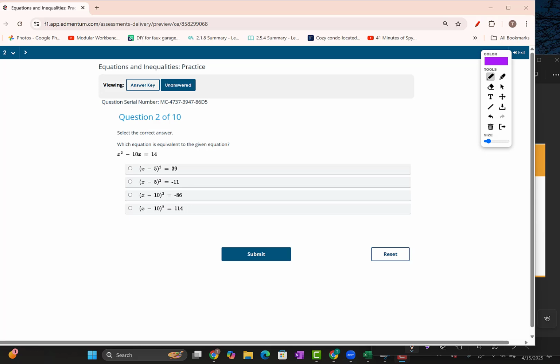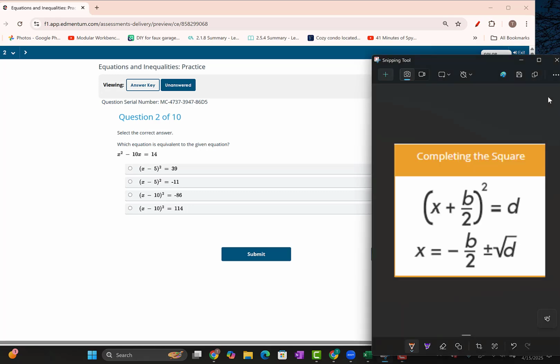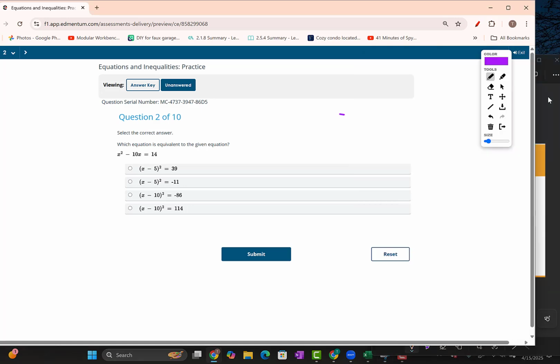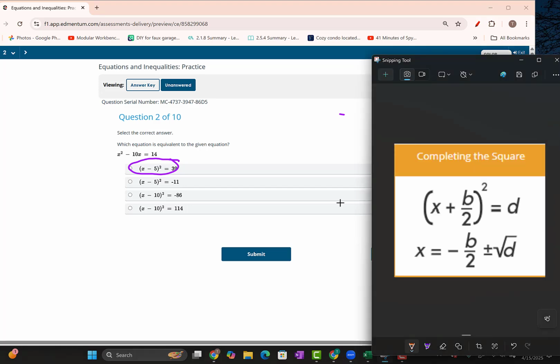Question 2, which equation is equivalent to the given equation? So if you look back on slide 18 of your tutorial, you'll recognize that this is a complete the square problem. Specifically, the way we recognize that is this form right here. I'm not saying that's the correct answer, but notice how all of these answer choices are in this form right here.